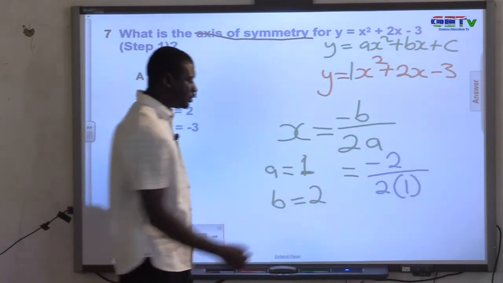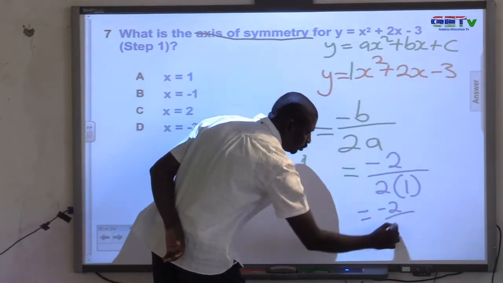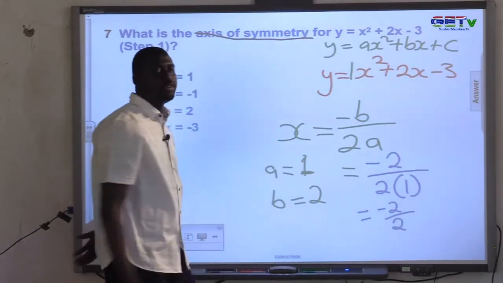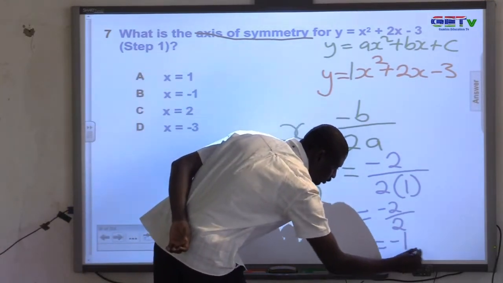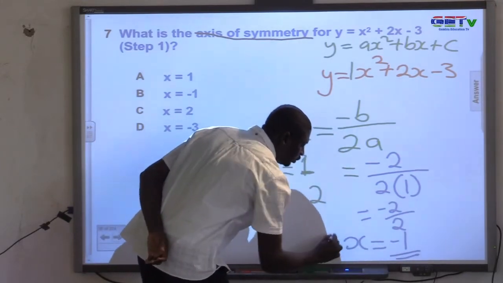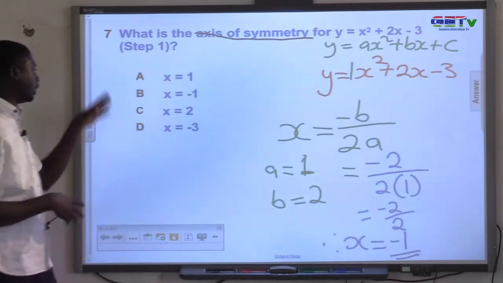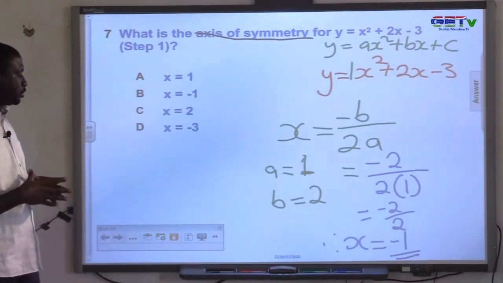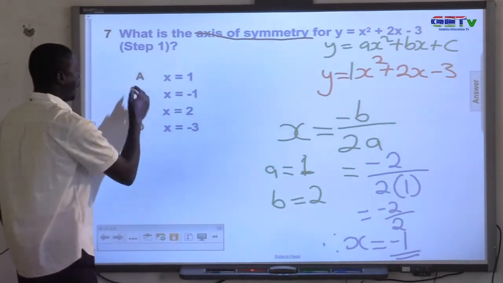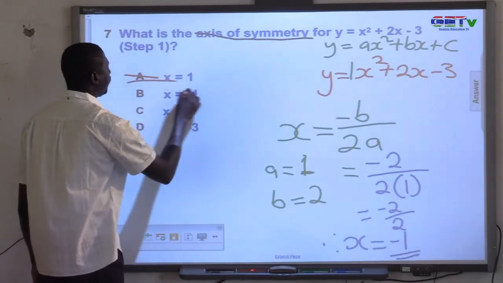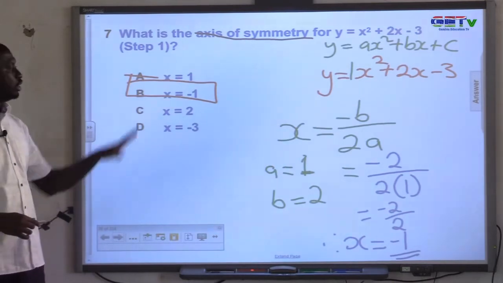If you solve this out, simplify further, that will be negative 2 divided by 2 times 1, which is also 2. Negative 2 divided by 2 will give us the final answer, negative 1. So x, therefore, is equal to negative 1. That is the line of symmetry. So looking at the options, we'll see that the correct option, therefore, is option B, x equals negative 1.